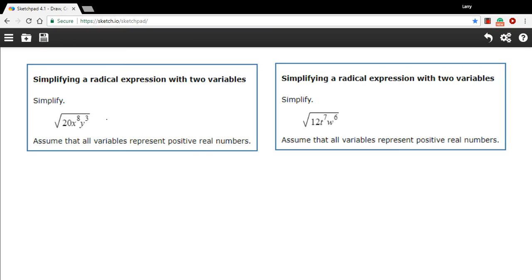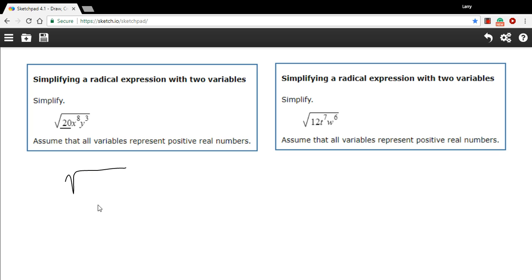In these problems, we are simplifying some more radical expressions, and this time they have a couple of different variables and a number part. So we'll just take this one piece at a time. Let's actually start with the number part in this one, the square root of 20. What would that simplify to?